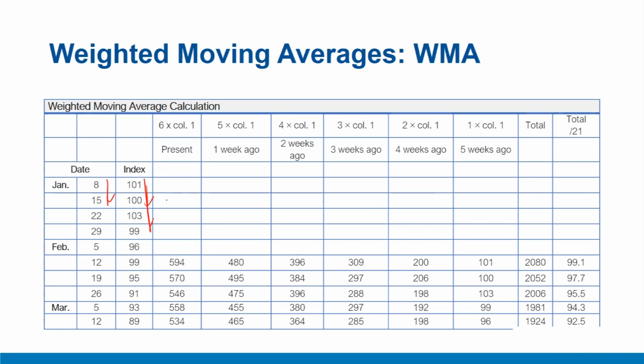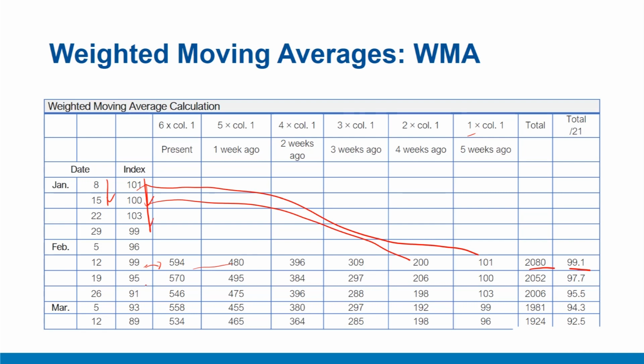Now in the first set of observations, we compute the weighted moving average by multiplying this 101 by 1, then 100 by 2, and so on and so forth until 99 is multiplied by 6, because 99 is the most recent observation and 101 is the oldest observation. The summation of all these, which is 2080, is divided by 21, which is the sum of 1 to 6.